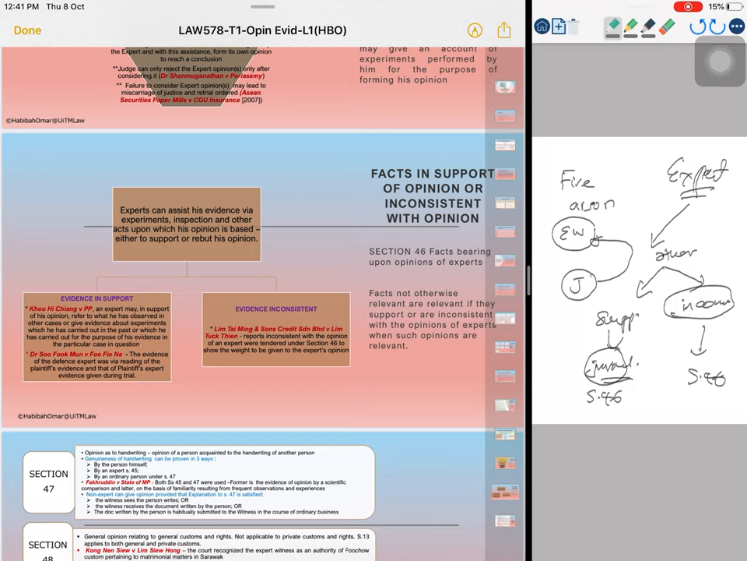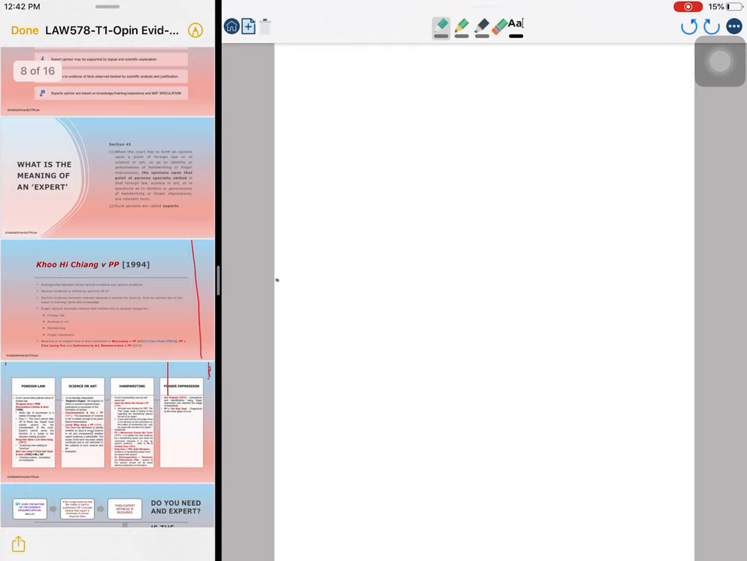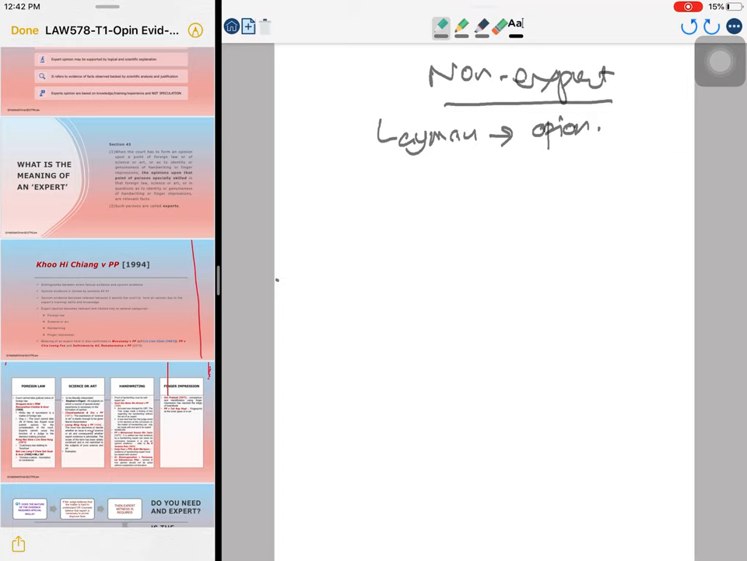Okay? Now, so far, we have looked into evidence of experts. Remember, for evidence of experts, we are concerned with Section 45, 46, and Section 51. Opinion also can be given by a non-expert. So when you talk about a non-expert opinion, what you have to refer to here is a situation where a layman is giving evidence of opinion.